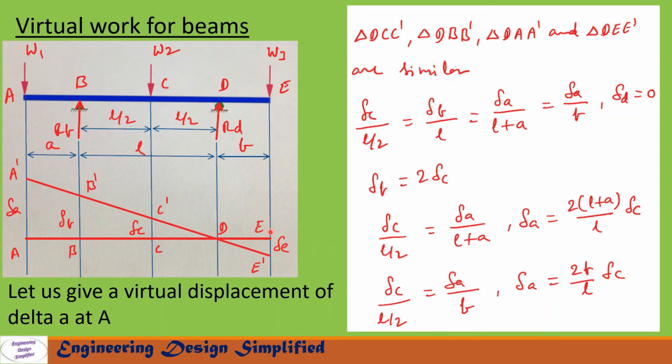From these similar triangles we can write delta C by L by 2 equal to delta B by L equal to delta A by (L plus a) equal to delta E by b. So this is delta E, and delta D equal to 0. Now let us write all these displacements in terms of delta C. From this equation we can write delta B equal to 2 into delta C, delta A equal to 2 into (L plus a) by L into delta C, and delta E equal to 2b by L into delta C.